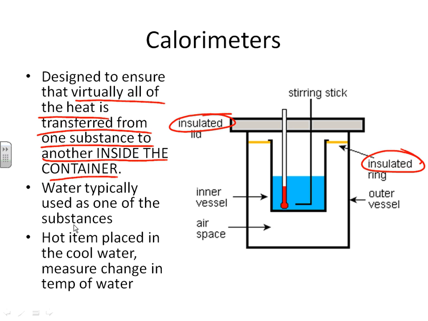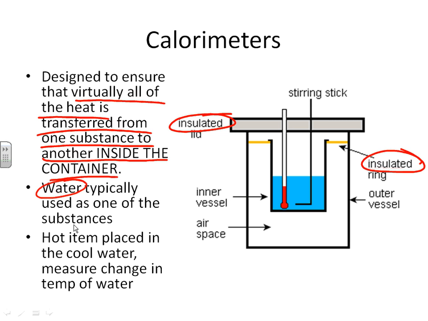Now, I say it's a transfer between two substances. Water is very commonly used as one of those two substances. It's usually water and something else. Water and the food that you're interested in figuring out how many calories it has. Water and a metal that you're trying to figure out its specific heat for. Because we know a lot about water and it's very easy to get our hands on water. We also have a thermometer, as you see, and the thermometer is measuring the temperature of the water.